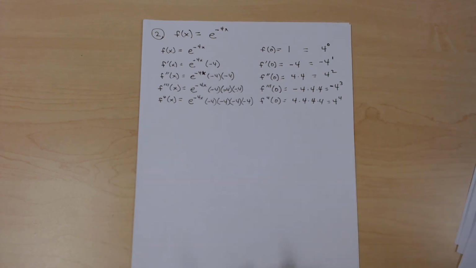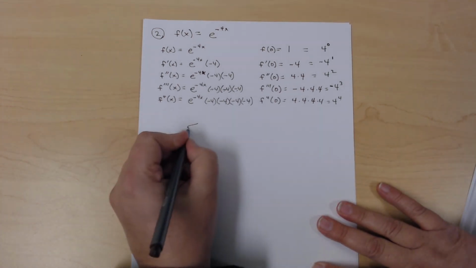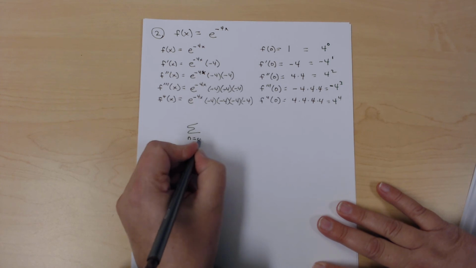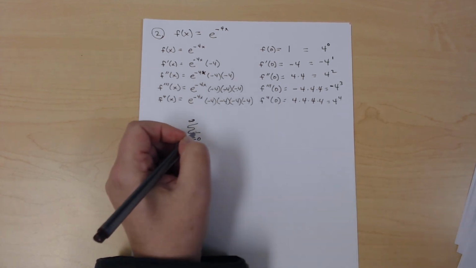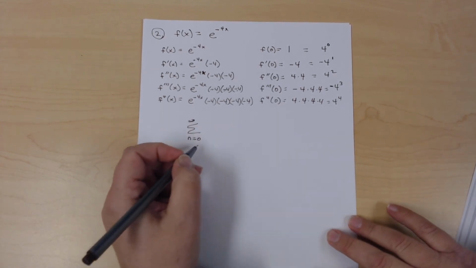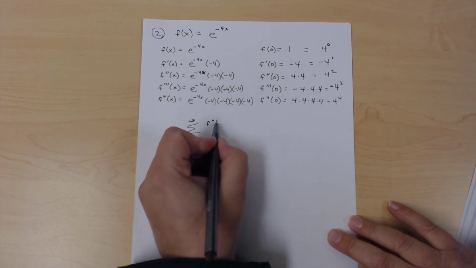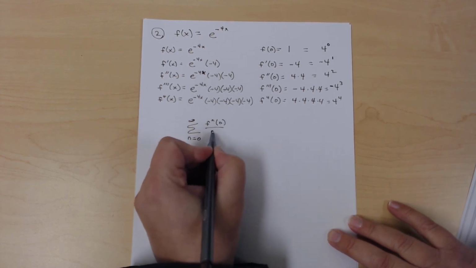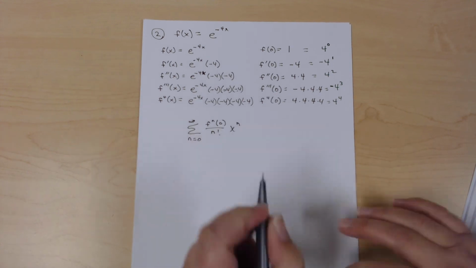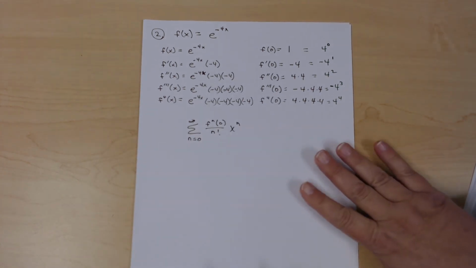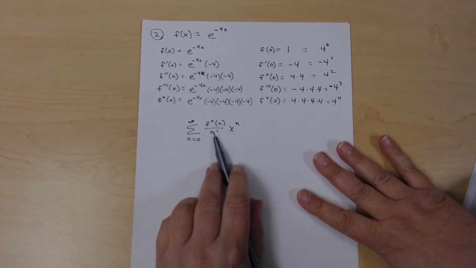Now look it up. What is it? It's the summation from 0 to infinity of f to the n evaluated at 0, over n factorial, times x to the n.